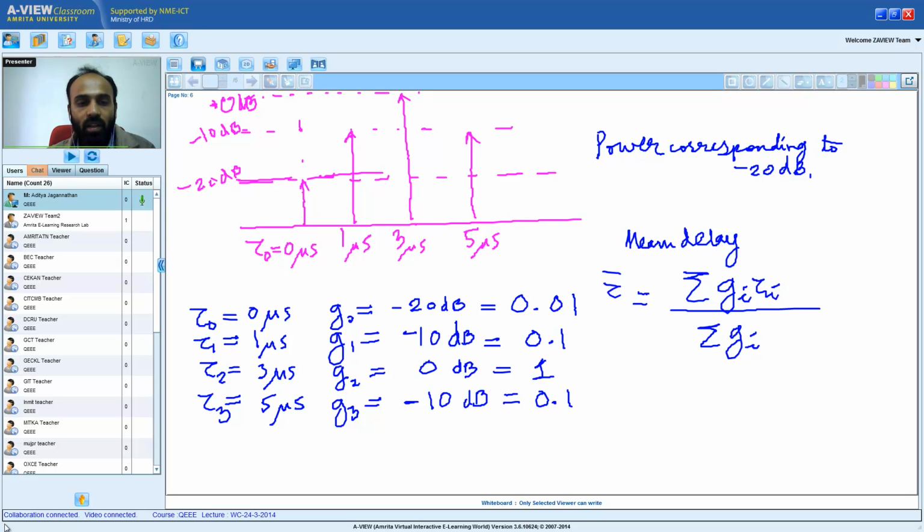Now can someone tell me in this case what is the value of L? How many multipath components do we have? Can someone tell me what is the value of L? L equal to 4, that is correct. L is equal to 4. The number of multipath components L is equal to 4.